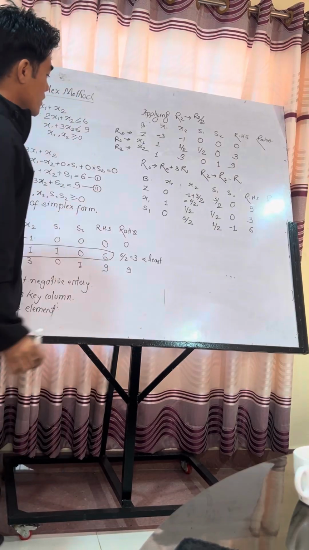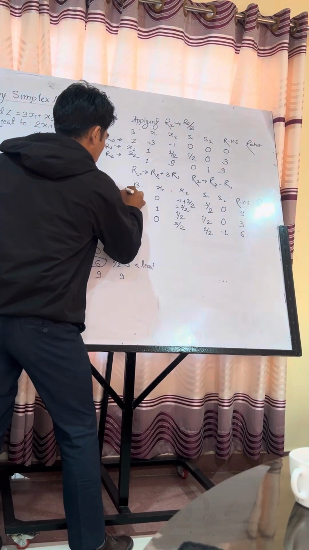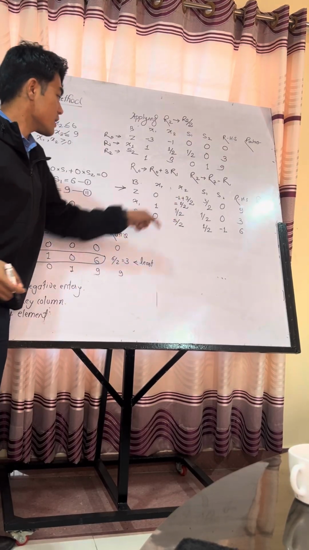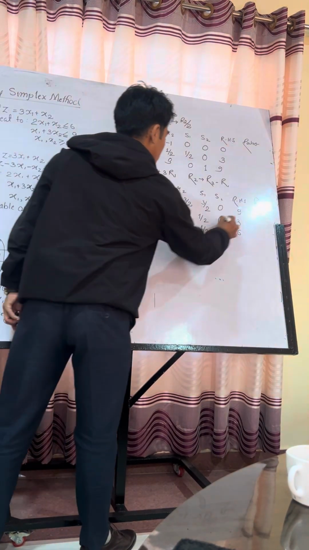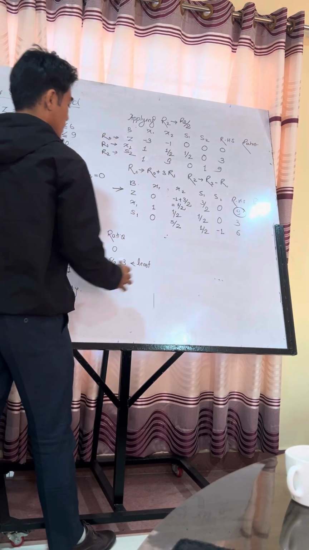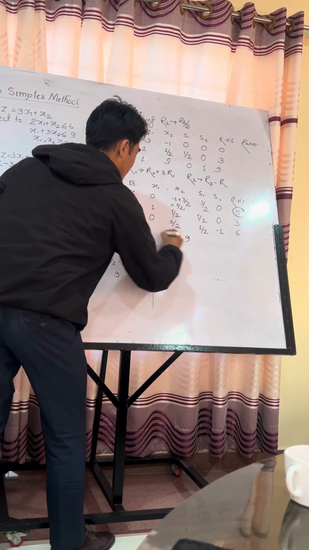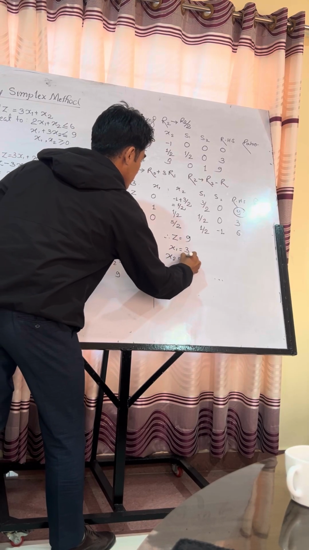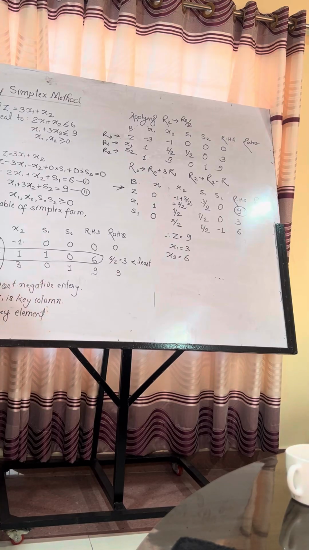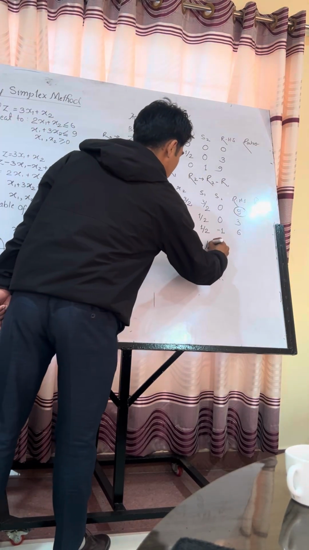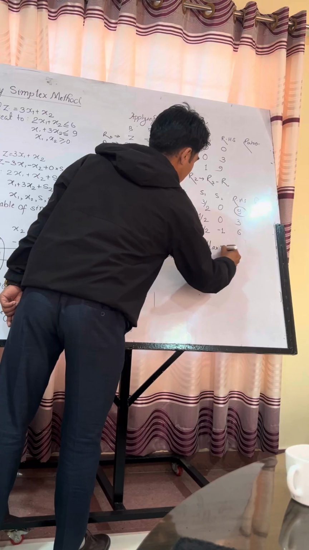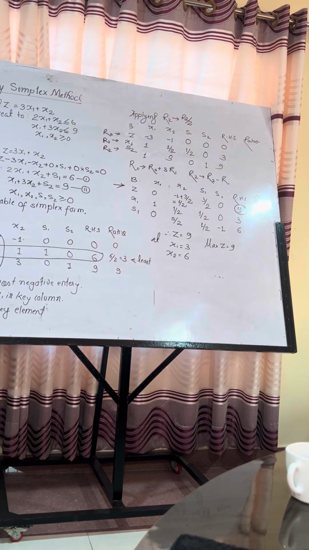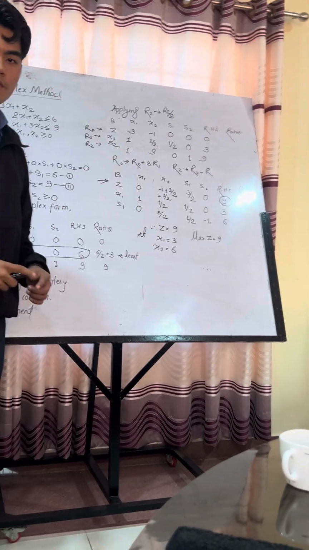Now look at the Z row: there is no negative entry. No negative entry means this will be your solution. Z equals 9, x1 equals 3 and x2 equals 6. This is your solution. Finally we have got the maximum Z, that is 9, at x1 equals 3 and x2 equals 6. Okay, thank you.